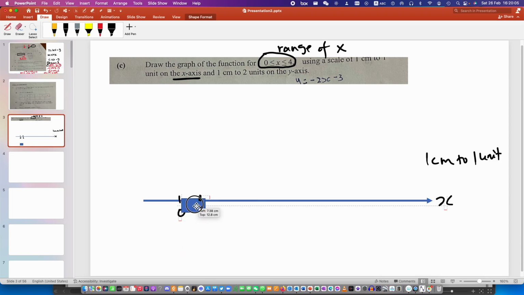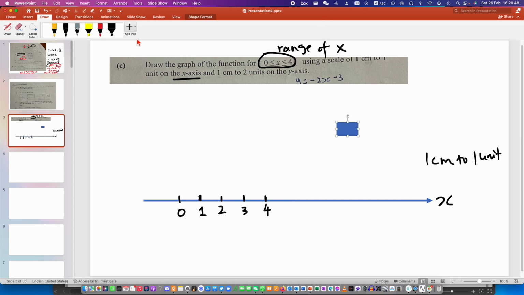Again, if this is 1 cm, so your 2 is another 1 cm. So this is your 2. How do you find your 3? Same thing, another 1 cm. You get your 3. Next, 1 cm. You get your 4. Okay? Can you go to 5? No. Why not? You exceed the range. Okay, good. So you stop for the x.